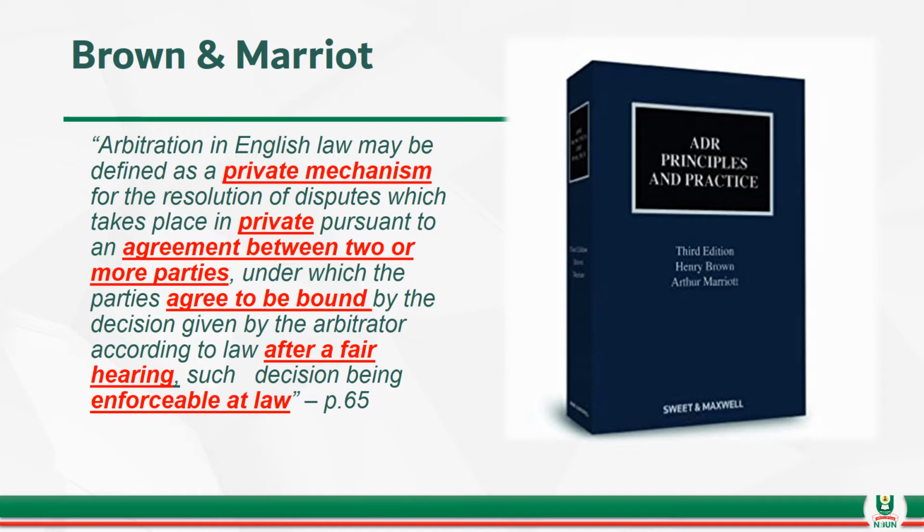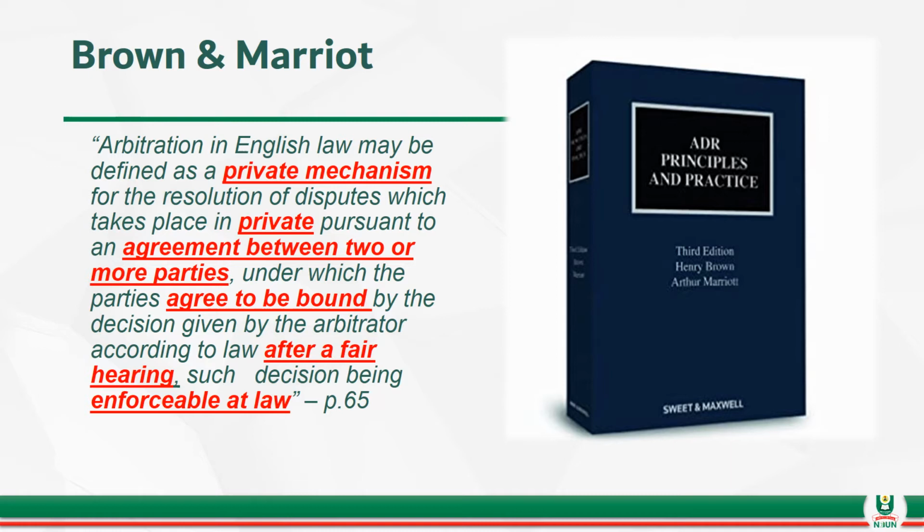The issue of control. If it is private, taking place in private pursuant to agreement between parties, parties agreeing to be bound, and whatever decision being enforceable in law, then it means that it is not uncontrolled, as the dictionary said, but it is controlled by the parties in private. So you see that it just jettisons that problem of looking at arbitration as unwieldy, and it properly locates it within a sphere of control. The control here being private as against public.